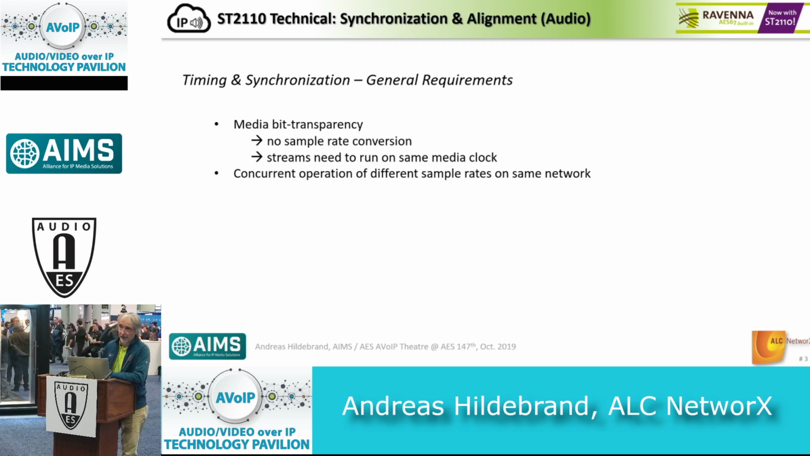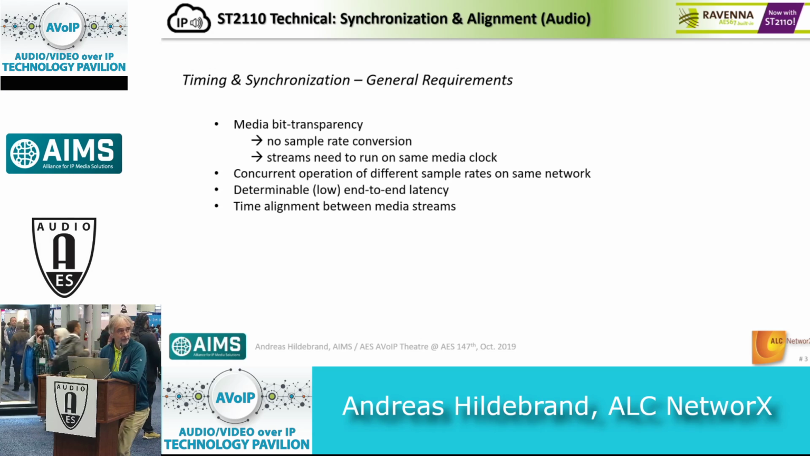Then if we have a network, we definitely want to be able to transport streams with any media clock concurrently on a network. So we don't want to switch the whole network to operate on 48 kilohertz or on 44.1 or 96. We want to be able to pass streams with 48 kilohertz as well as with 44.1 or 96 around on the same network at the same time. It doesn't mean that the receiver is able to receive 48 and 44.1 kilohertz streams at the same time, but there may be receivers which are receiving 48 and others 44.1. And so the network should be capable of transporting this at the same time.